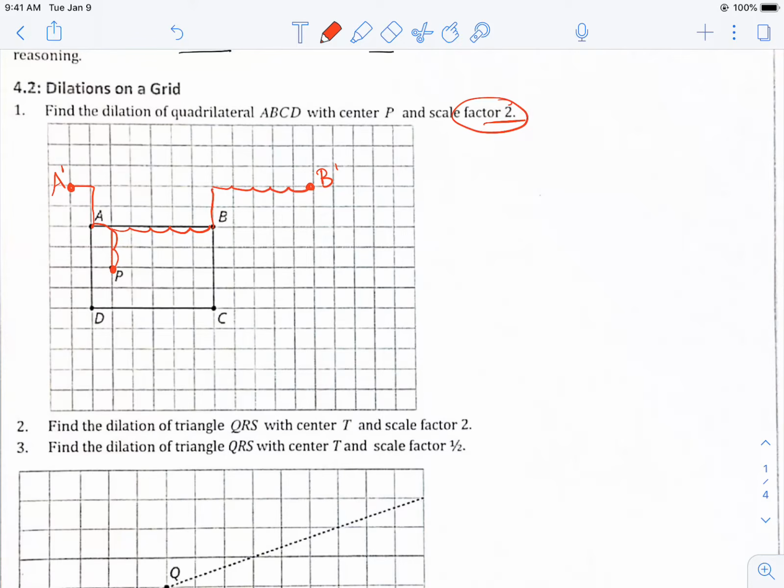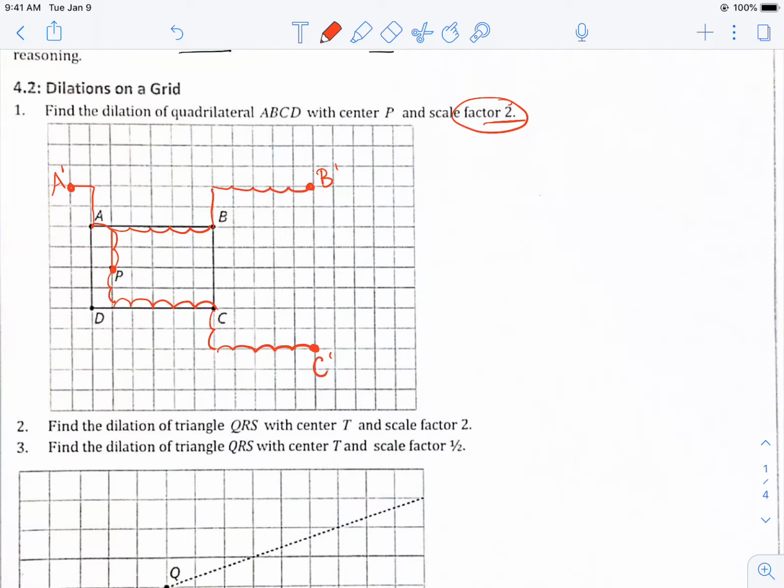Now if we look at C, C is going down 2 and over 1, 2, 3, 4, 5. So we're going to do that again because this is a scale factor of 2. So 1, 2, 1, 2, 3, 4, 5. And there will be our C prime. Make sure you put those prime numbers.